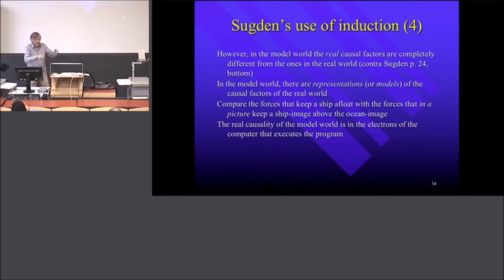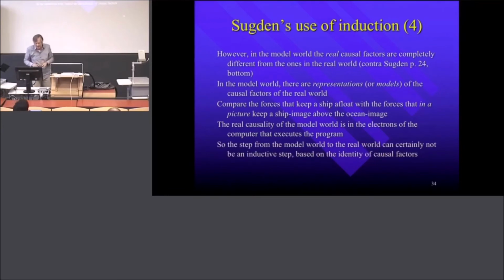So if you have copper pieces here, and here you have images of copper pieces, and you write copper piece 1 and 2 and 3, but these images don't conduct electricity. It's a completely different thing. No way to inductively generalize. So the step from the model world to the real world can certainly not be an inductive step based on the identity of causal factors. That is certainly not possible. You must come up with a very different argument, but that argument certainly doesn't work.